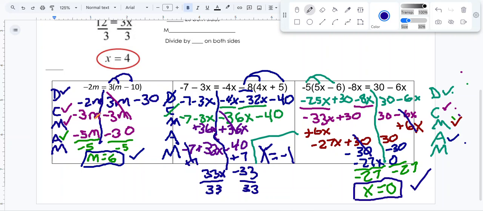And remember, you can always check your work with equations. It's the best thing about equations, is you can tell if you got it right away. You just plug it into the calculator. Just remember, always substitute with parentheses. Okay? All right, so that's how you solve multi-step equations.